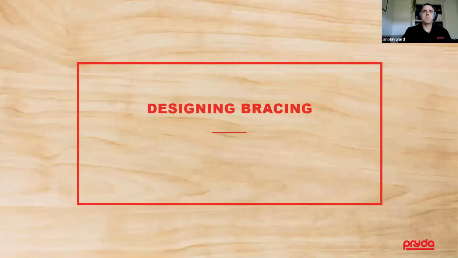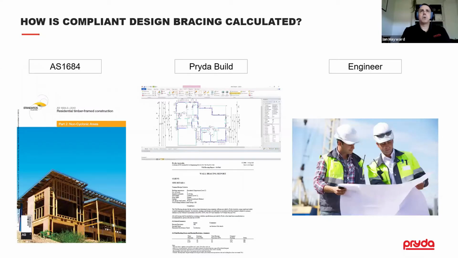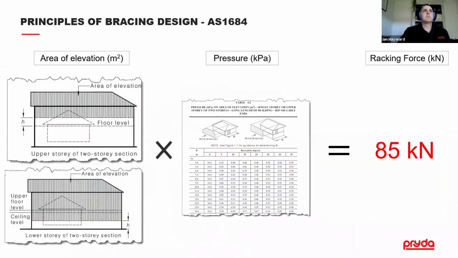Okay, so when we look at design bracing, how is the compliant design bracing calculated and achieved? As I mentioned, you can use 1684 and use the prescriptive measures in there. We also provide design software to our fabricators. It's one of the unique components of our offer, and it actually calculates bracing within the design software and provides a report. The other method really is to have an engineer provide a design solution for you, but they would typically use AS 1684 anyway.